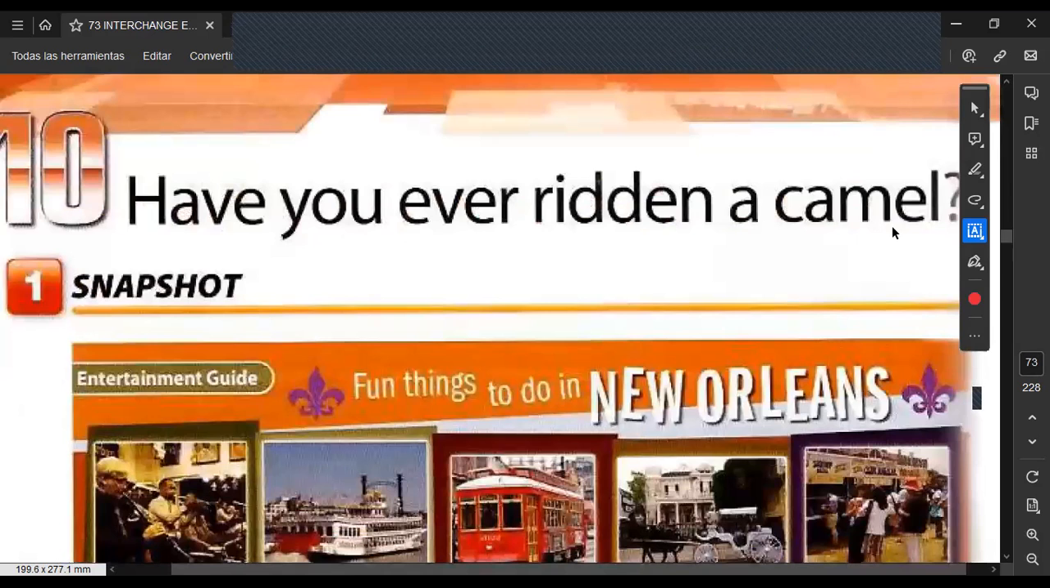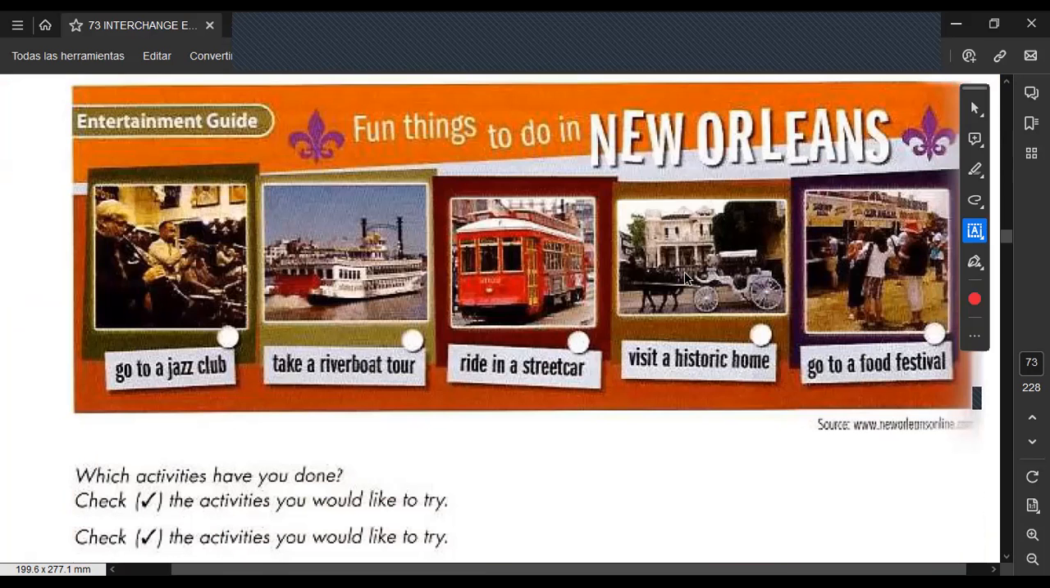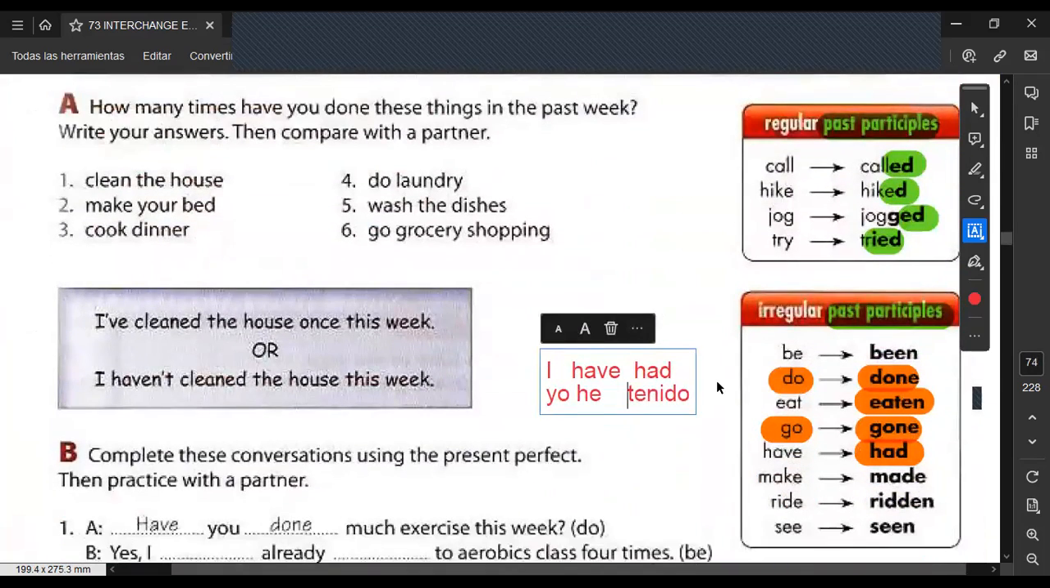Tenemos esta pregunta. Have you ever ridden a camel? ¿Cuál es el verbo aquí? Have or ridden? Ridden. ¿Cuál es el verbo principal? The main verb. Ridden. ¿Has tú alguna vez montado un camello? Entonces, have es auxiliar o es verbo? Auxiliar. Auxiliary have, subject pronoun, ever, that is complement, ridden, that is past participle, and the complement, right? Okay. Now, entonces, tenemos que en el presente perfecto tenemos que utilizar have o has como auxiliares. Y el verbo va a ir ¿en pasado o en pasado participio?